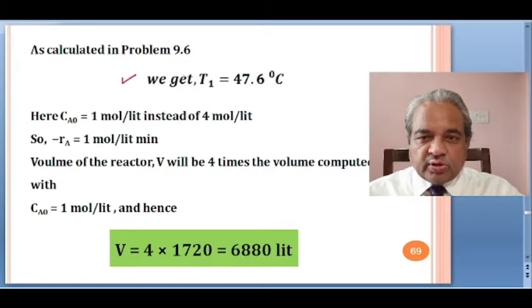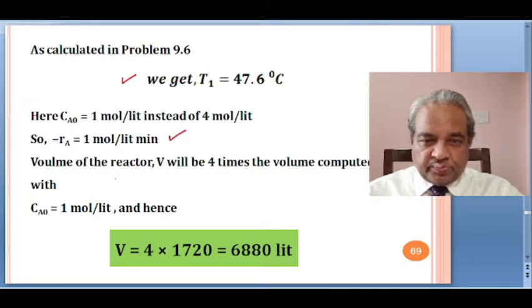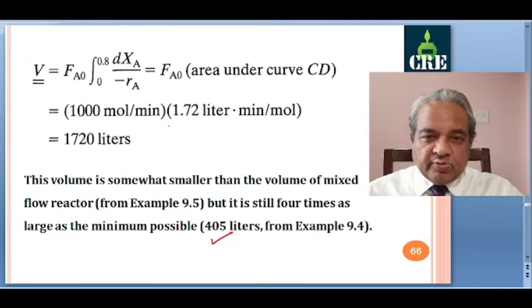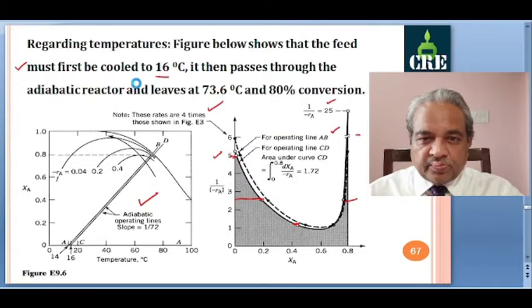So this value is 47.6. Ca0 is equal to 1 instead of 4. So minus Ra is equal to 1. So when minus Ra is equal to 1, that means in this design equation, for plug flow as well as for mixed flow, this value is in the denominator. Okay.